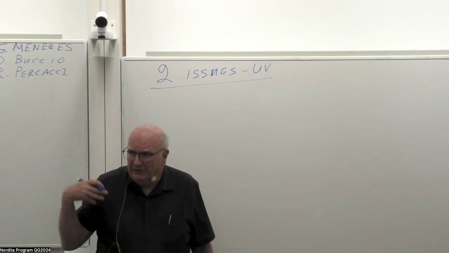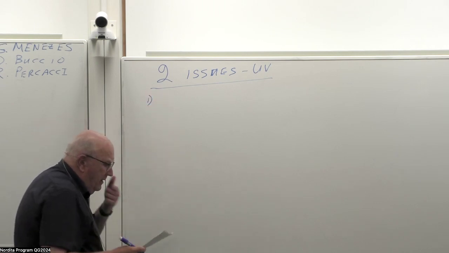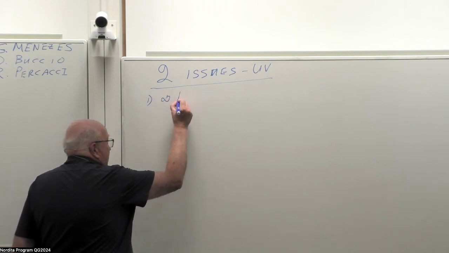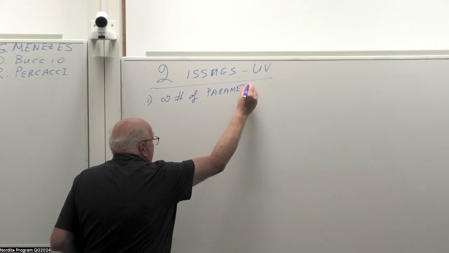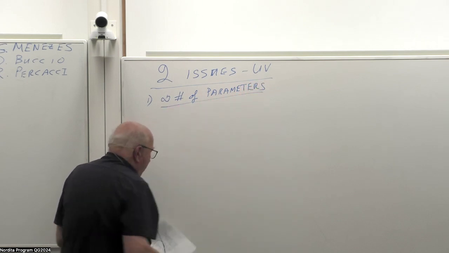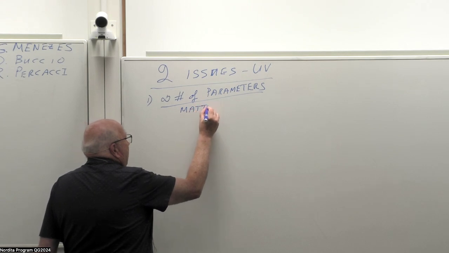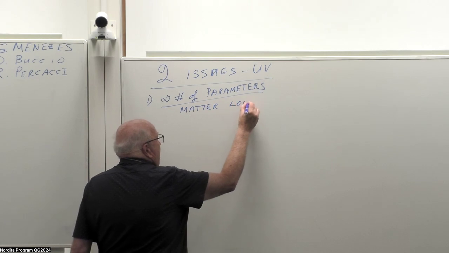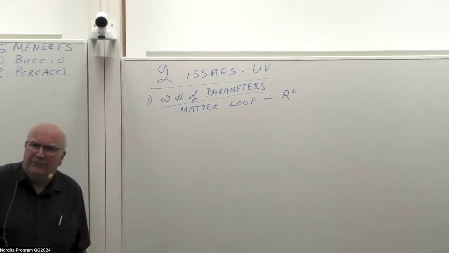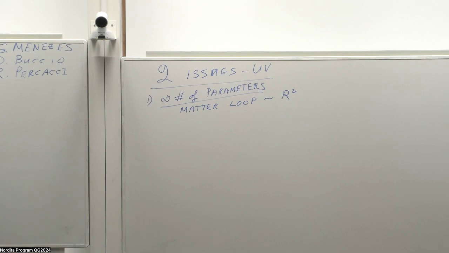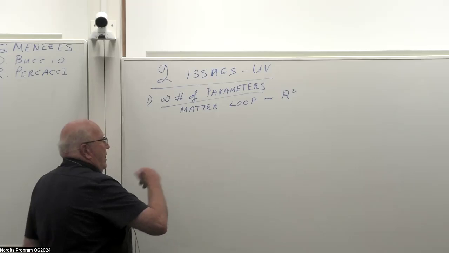The effective field theory is going to break down in the UV. Everyone would agree with that. One of the issues is the infinite number of parameters. If I do matter loops, matter loops produce corrections of order curvature squared at all orders. So you do 3, 4, 5, 6 loops of matter fields, it's always R squared. You need those terms in your action, at least in the effective field theory, to absorb the divergences that you get here.